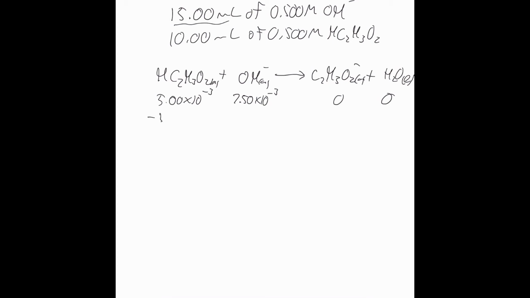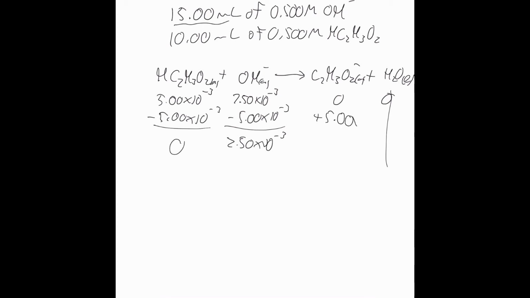So I think the 5 is limiting. So that's going to remove all of that, minus 5.0 times 10 to the minus 3. So we're going to be left with no acetic acid left, but we have 2.5 times 10 to the minus 3 moles of OH minus. We don't care about water. And then we are actually adding 5.0 times 10 to the minus 3 moles of acetate.